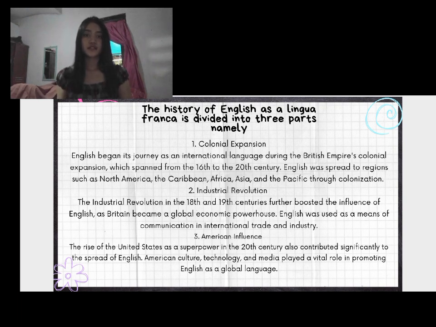So today, English is considered the most widely spoken second language in the world and is used for international business, diplomacy, science, fiction, and more. It continues to evolve and adapt to the changing demands of a globalized world.